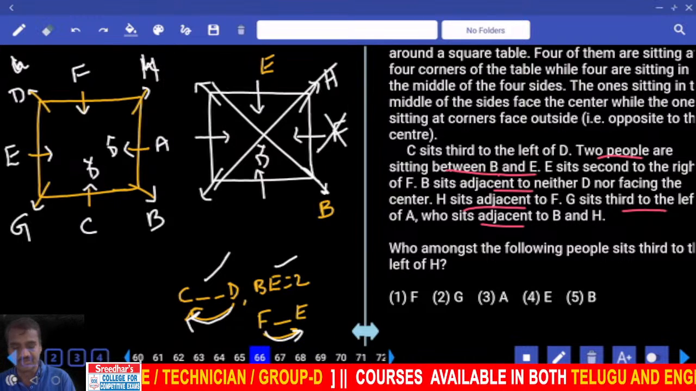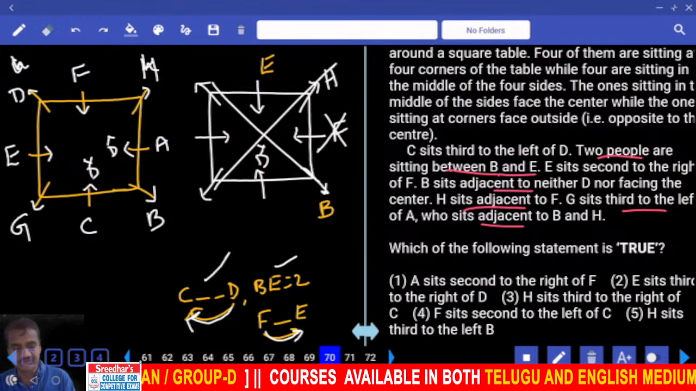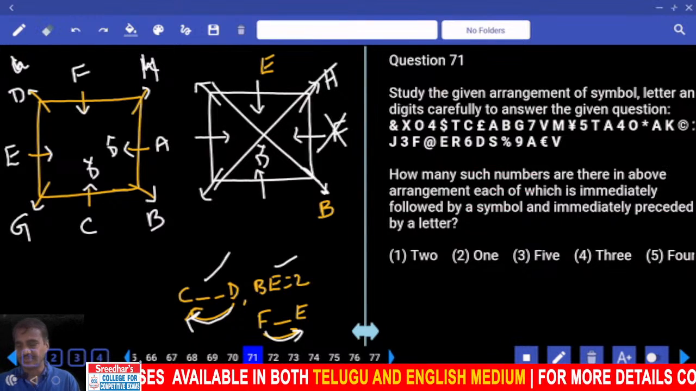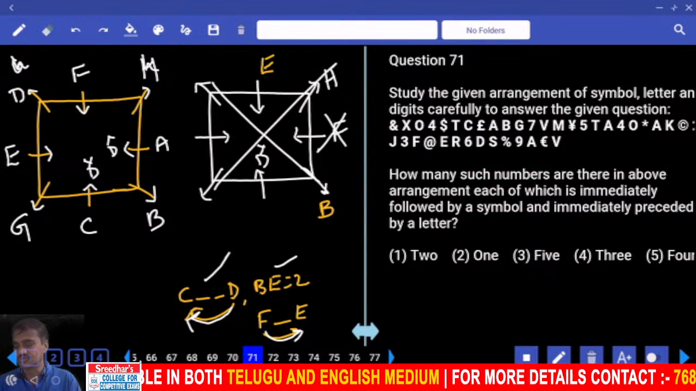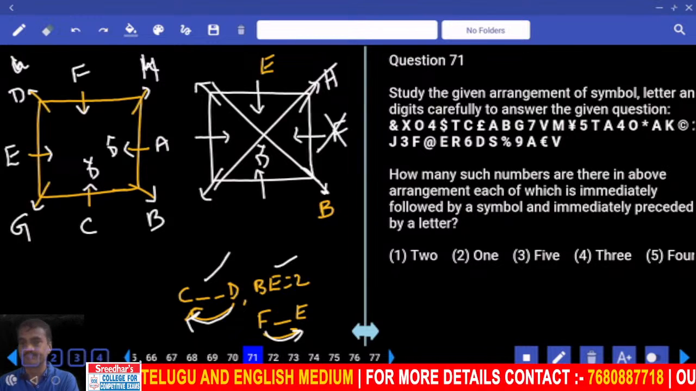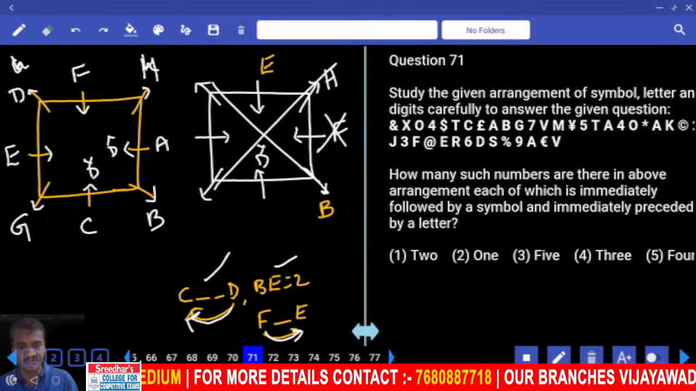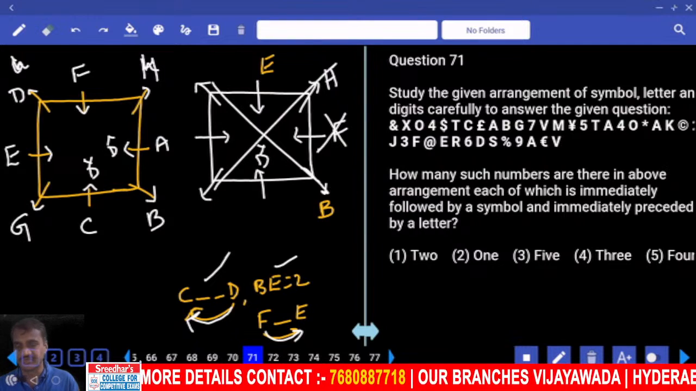Now question number 66 to 70. These 5 questions are based on the same information, same arrangement. Then 71 to 73, first or the second priority, and definitely under the first priority. And 71 to 73 comes under sequence.